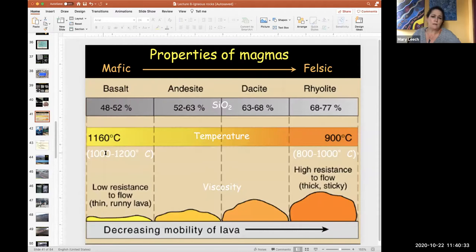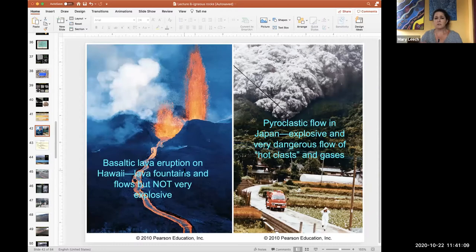Okay, so we looked at this before. We've looked at the silica composition from mafic to felsic. We've looked at the temperatures. I wanted to just give you something to show graphically the viscosity, from a low resistance, thin, runny lava that's basalt to a thick, sticky lava in a rhyolite. And I'm going to give you some examples of what these look like, but just to complement the other graphs I've given you. Okay. And then, of course, it's not only runny versus thick and sticky, it's an effusive eruption.